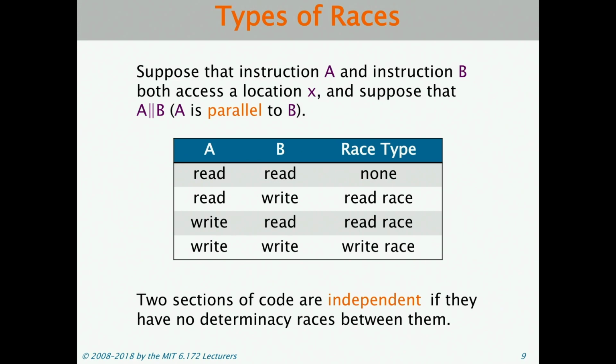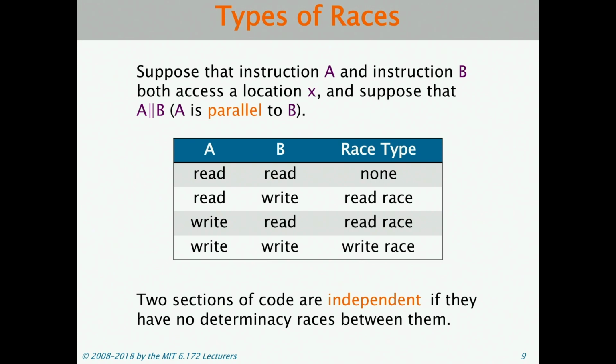OK, so there are 2 different types of determinacy races. And they're shown in this table here. So let's suppose that instruction A and instruction B both access some location X. And suppose A is parallel to B. So both of the instructions can execute in parallel. If A and B are just reading that location, then that's fine. You don't actually have a race here.